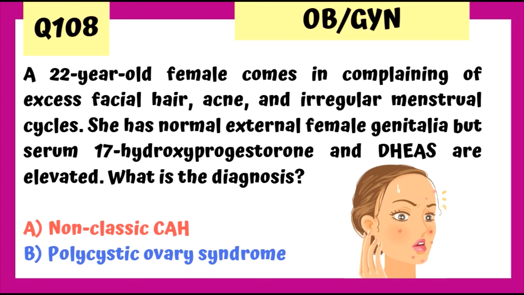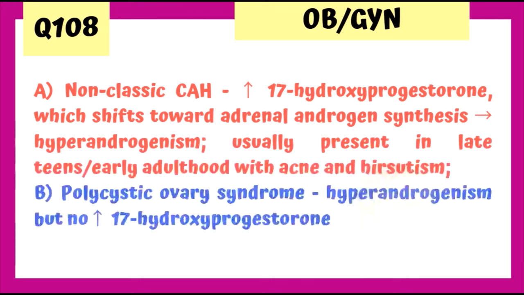In polycystic ovary syndrome, we would see hyperandrogenism, but we would not see an elevated 17-hydroxyprogesterone. That's non-classic congenital adrenal hyperplasia. We would see an elevation of 17-hydroxyprogesterone, which shifts towards the adrenal androgen synthesis, leading to hyperandrogenism, and usually presents in late teens or early adulthood with acne and hirsutism.